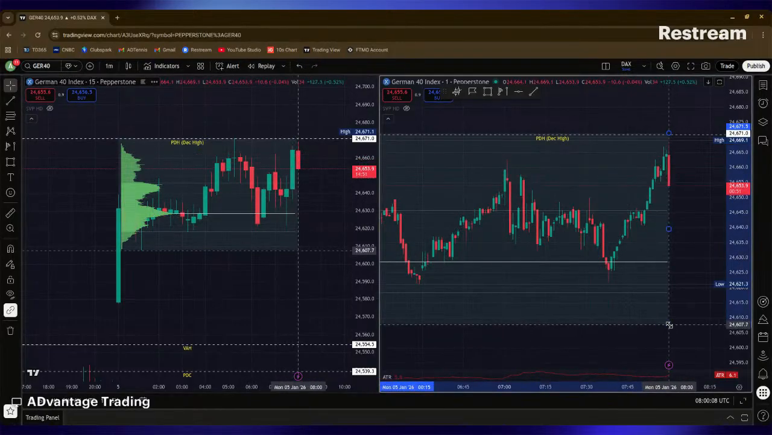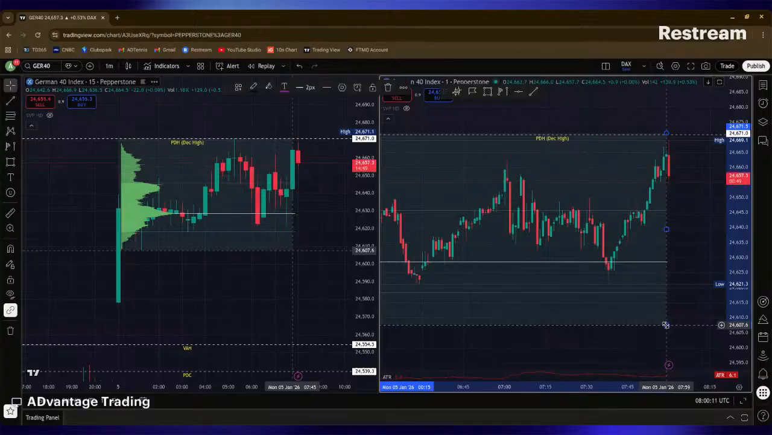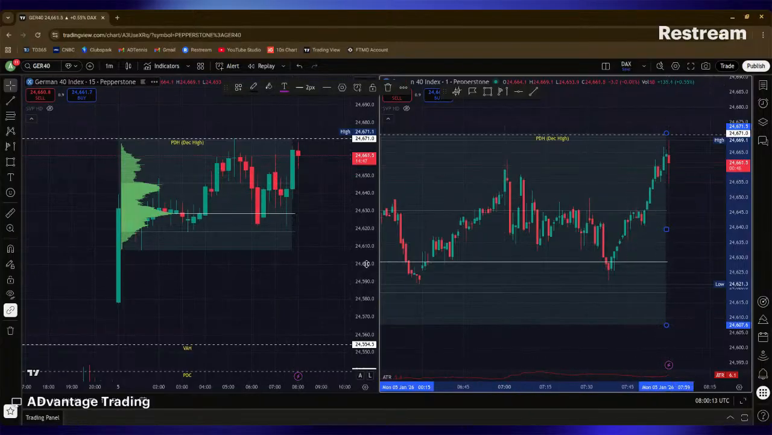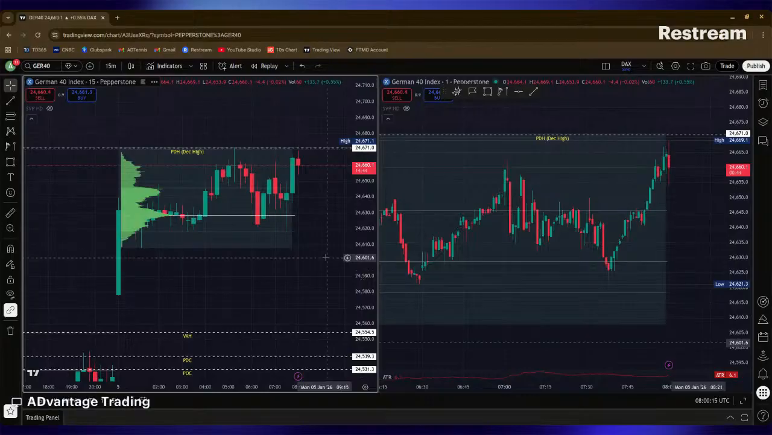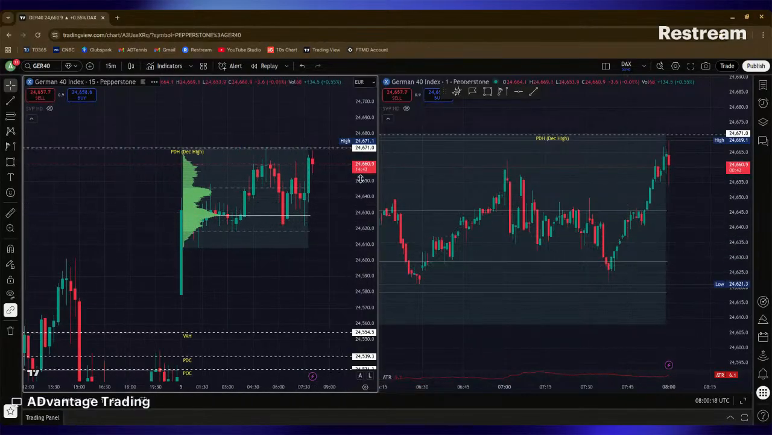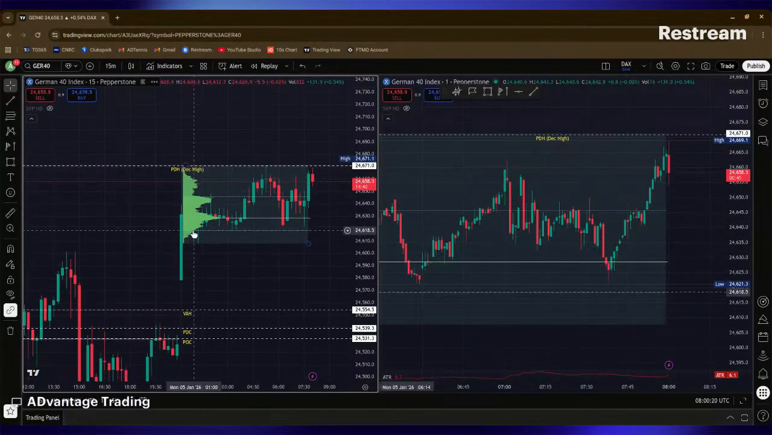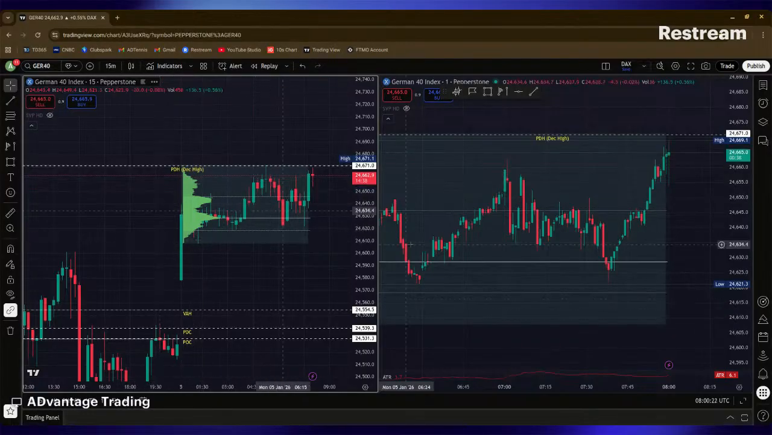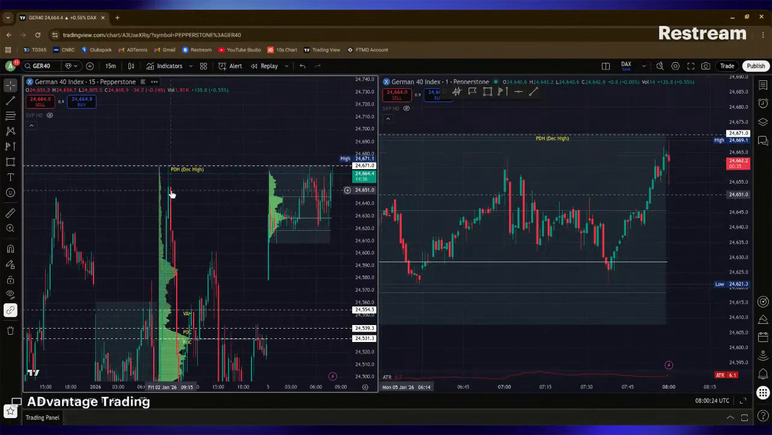So the market's opening at a very interesting level, actually. We're opening right at December's high, which was the previous trading day, the final trading day in December, which was here.